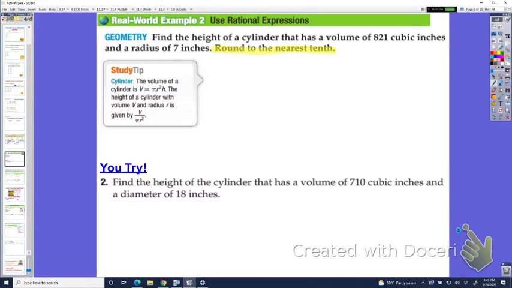The real-world examples of using rational expressions. So this is talking about find the height of a cylinder that has a volume of 821 cubic inches and a radius of 7 inches, round to the nearest tenth. So the little study tip bubble says the volume of a cylinder is given by this equation. So we're going to have to use that. Volume equals pi r squared, h. The height of the cylinder is h, the volume is v, the radius is r.